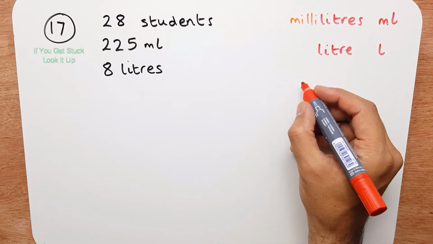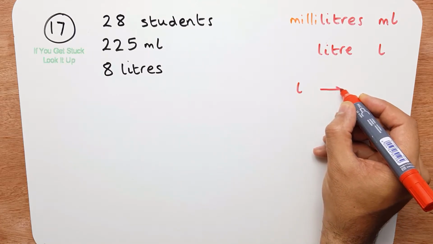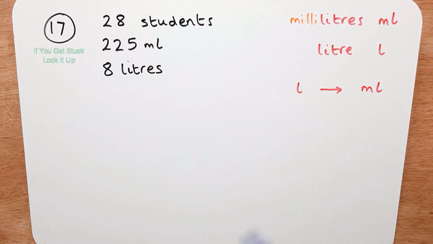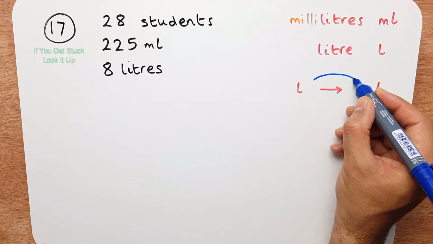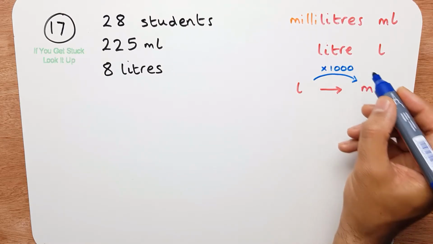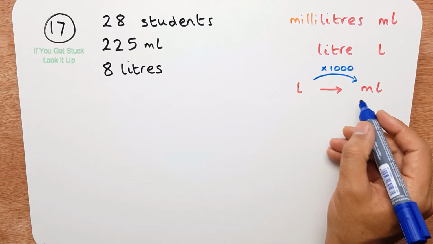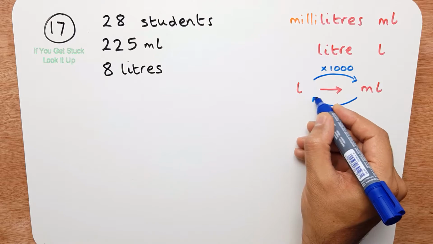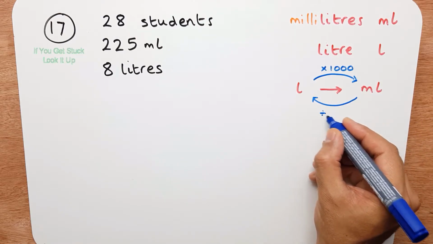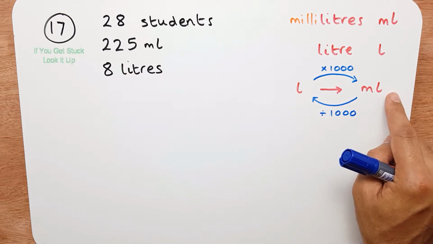And I want you to know if you're going from a liter to a milliliter, you have to multiply or times by 1,000. And if you're going backwards or doing the opposite or the inverse, so from a milliliter to a liter, you divide by 1,000. And if you can learn this, it's very useful.